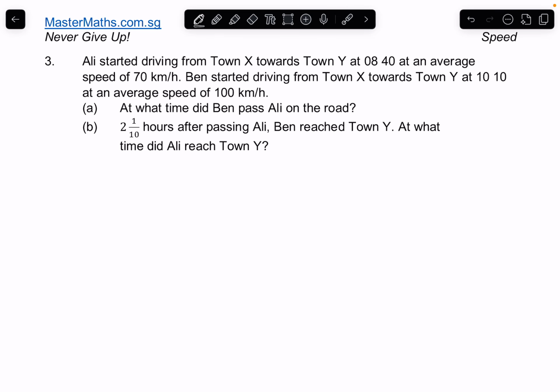Ali started driving from town X towards town Y at 0840, 8:40 in the morning, at an average speed of 70 kilometers per hour. Ben started driving from town X towards town Y at 10:10 a.m. in the morning, at an average speed of 100 km per hour. At what time did Ben pass Ali on the road?